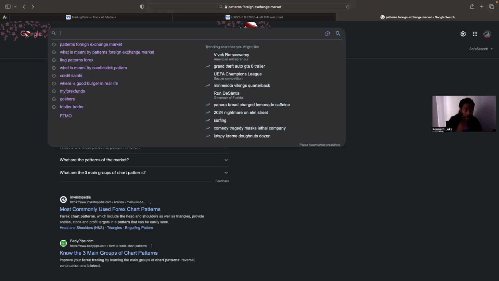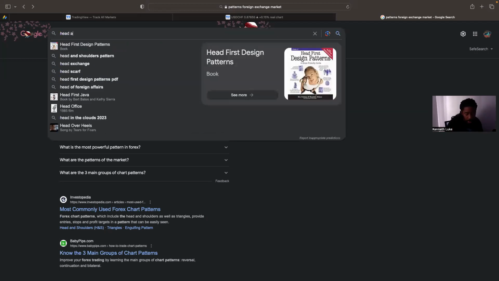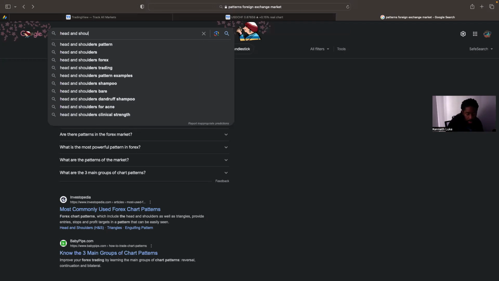And these are head and shoulder patterns. This one right here is an inverse head and shoulder pattern. So go to head and shoulder pattern.